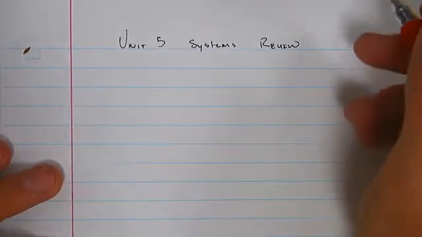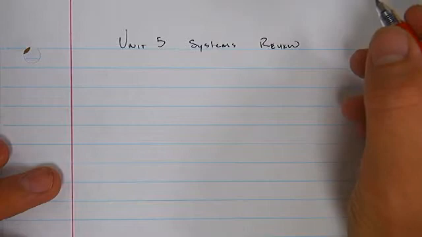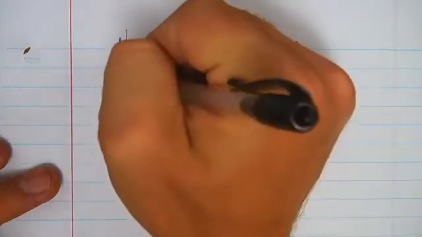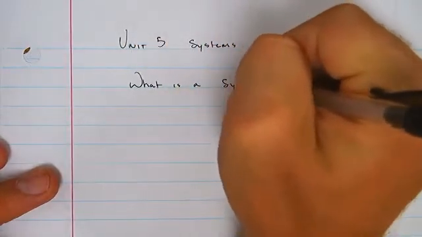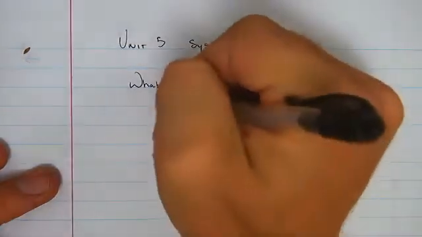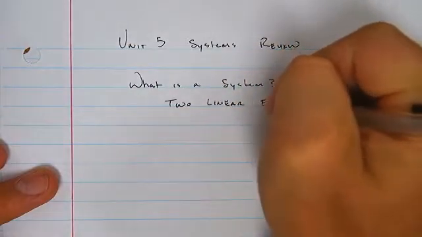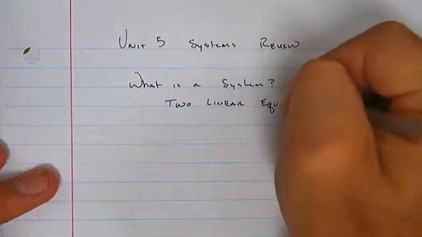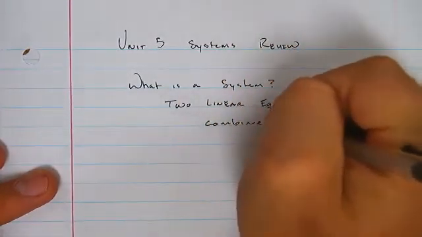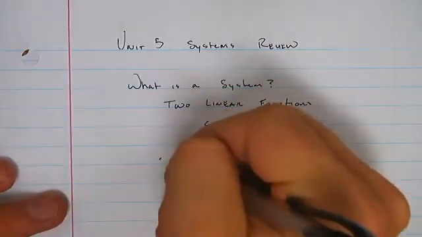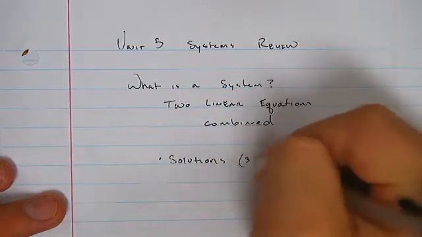So recall, a system is when you have 2 or more linear equations, right? What is a system? A system is going to be 2 or more linear equations combined. And what we're looking for are solutions, right? And there are 3 types of solutions.